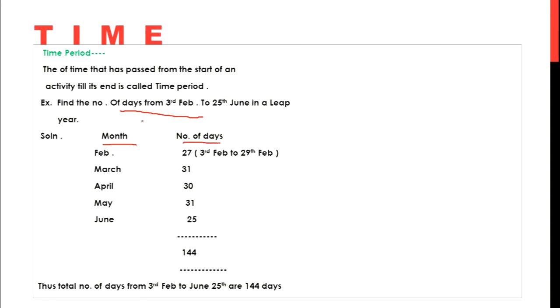Your time period starts from 3rd February, means February has 27 days, because 2 February is not counted. After 3rd you have to count up to the 29th. It makes 27 days in February. March as usual 31 days, April 30, May 31, and June itself has 25 days, as he is asking the time period from 3rd February to 25th June. Total number of days is 144. So you can very well find out the time, students.